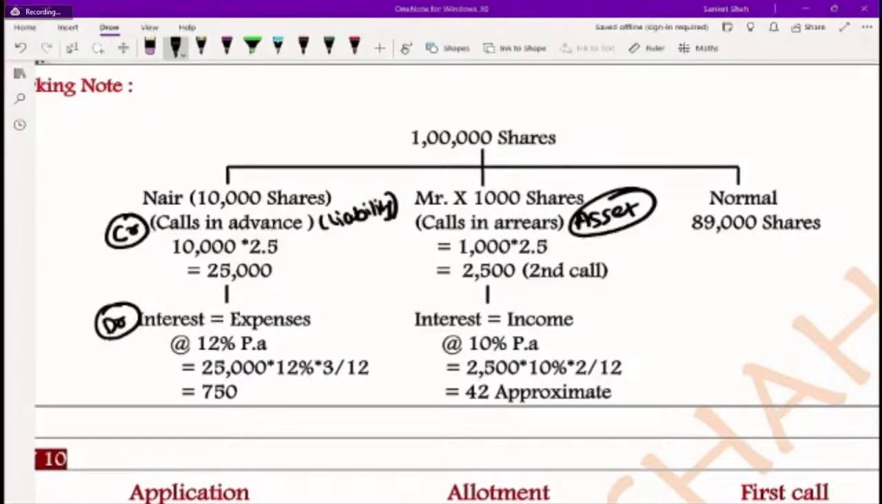Interest rate is always hidden, beta. Interest rate 12% per annum is given in the Companies Act. For expenditure it is 12%, and 10% is income.